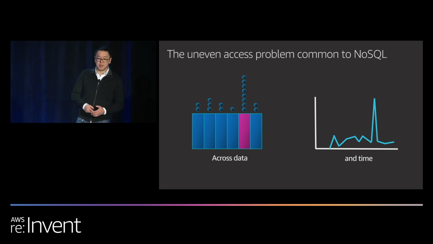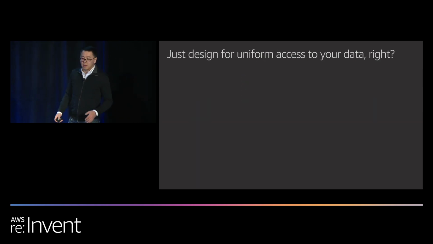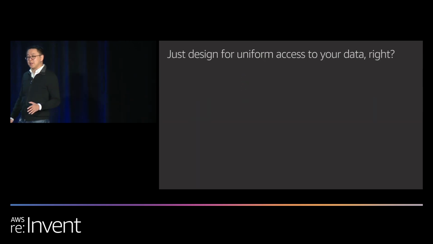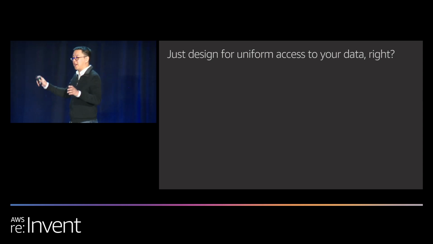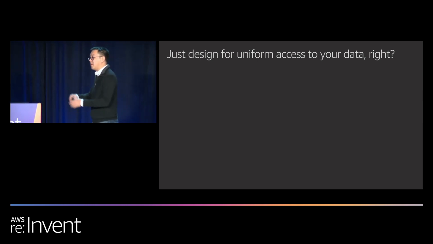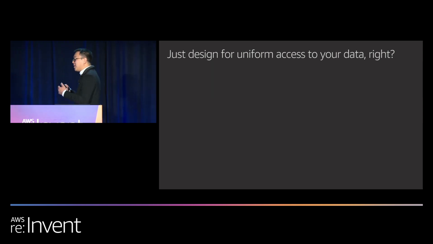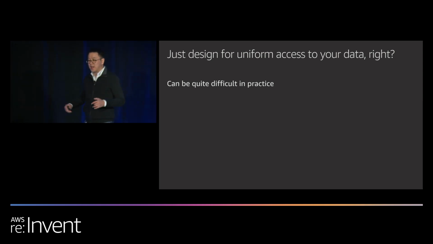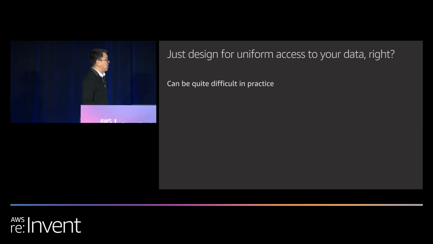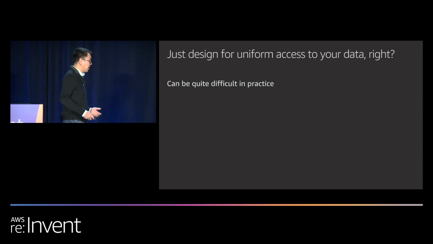So how do you address this problem of uneven access that's really common to almost all NoSQL databases? Well, if you dig down deep into the documentation for almost every NoSQL database out there, you're going to come across a page, and it's going to be called Best Practices for Schema Design, or Best Practices for Primary Key Selection. And this page is going to say something to the effect of, whenever possible, design your workload for uniform access, both across data and across time. The problem, though, is that this can be quite difficult in practice.